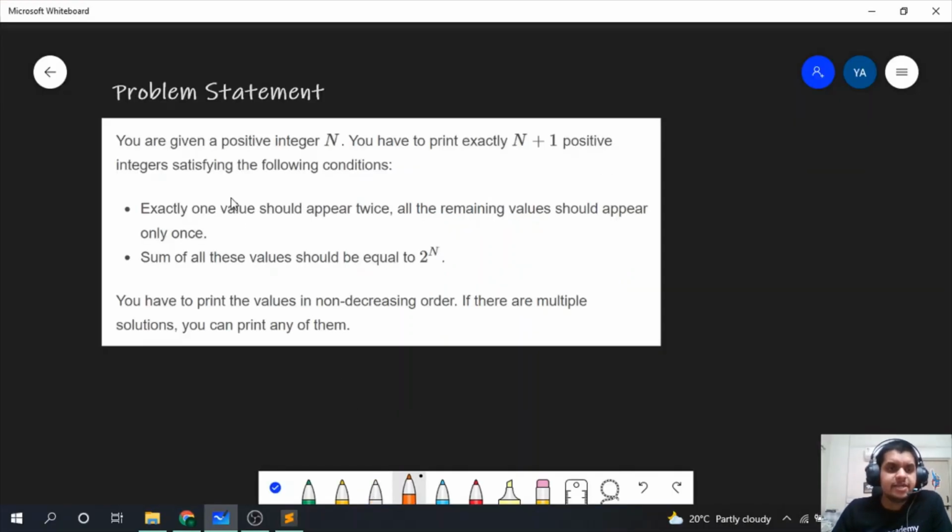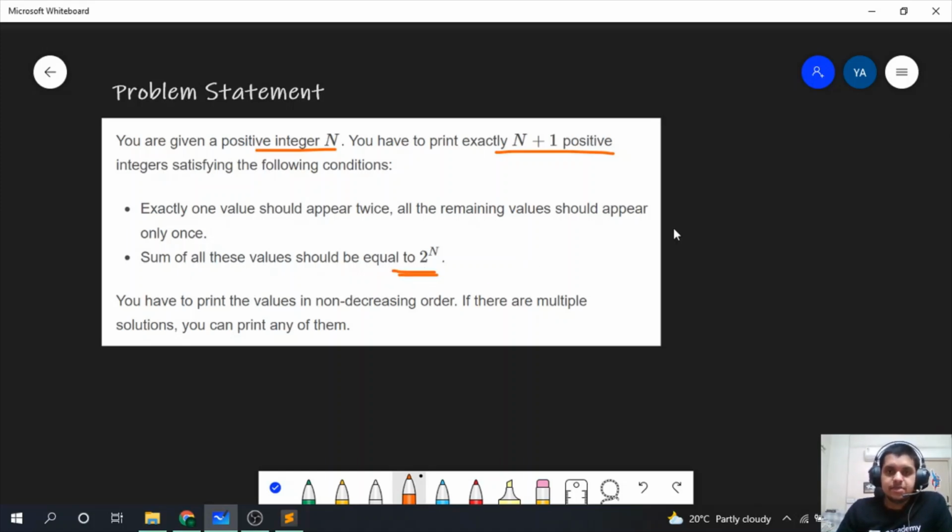The problem statement says that you are given a positive integer n. You have to print exactly n plus 1 positive integers satisfying the following conditions. What are the conditions? Exactly one value should appear twice and all the remaining values should appear only once. So basically we are going to have a total of n unique numbers and only one of them will be repeating. The second condition is that the sum of all these values should be equal to 2 to the power n.